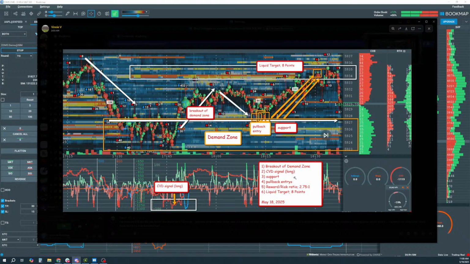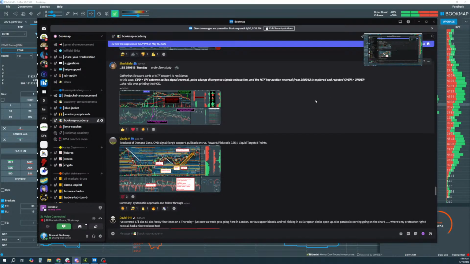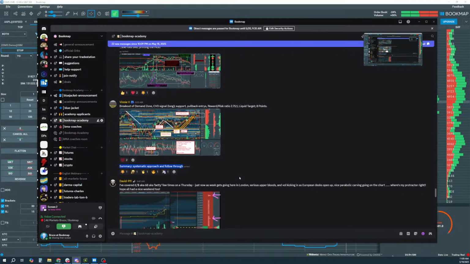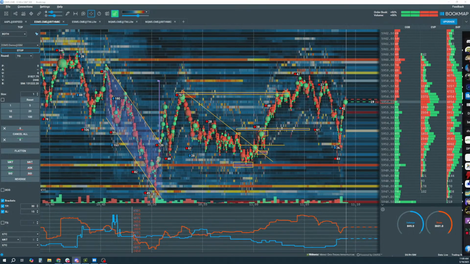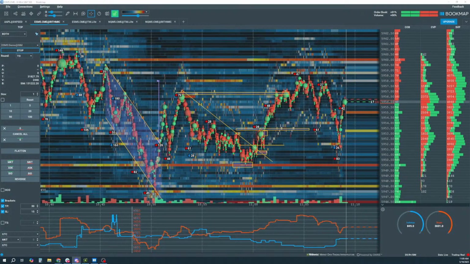Okay, now this is fantastic because he has very clearly marked up what he's looking for. He knows what he's looking for. He's got his risk reward in here, his target, everything. He's got the date, and now he's also communicated this to others. So not just to himself, but to others, and then he's getting feedback as well. Okay, so systematic summary, systematic approach, and follow through. Beautiful, right? And then it gets really great discussions going in here, and that's a big part of the community.